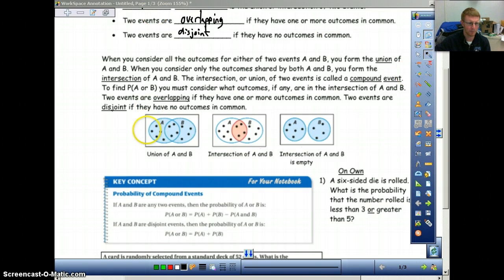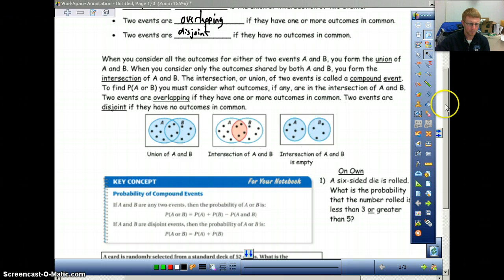So if you see these diagrams, I know that you're used to Venn diagrams. This is the union. That means one or the other. This is the intersection. So the middle is just the "and." That means that this and this occur, so therefore only the middle is considered. And then the intersection is empty because there's nothing there. That would be a disjoint.